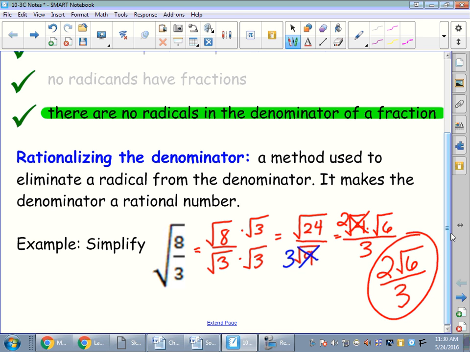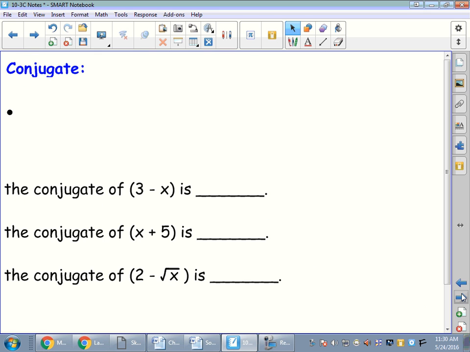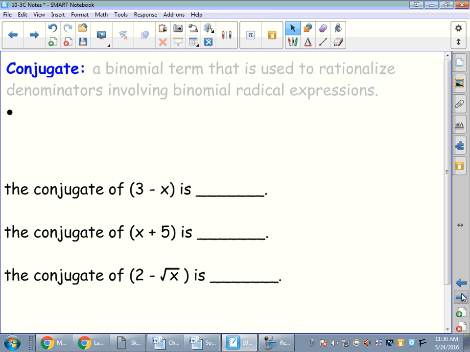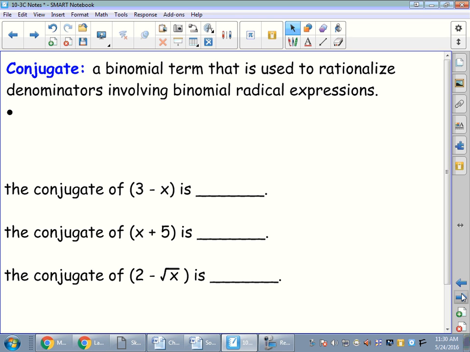We just fixed all 3 of those checklist items. I got rid of the fraction under the radical, I got rid of the radical in the denominator, and I took the perfect square root of 4 out of 24. So we're going to build upon that today, but we have to do it a little differently, because sometimes that process of just multiplying the denominator by itself does not work. Before we begin the whole process, I have to define some things.